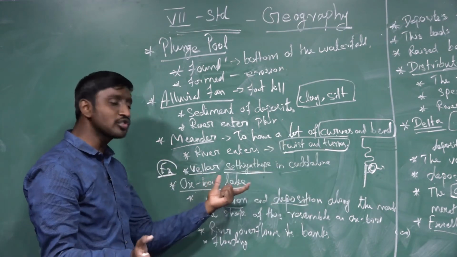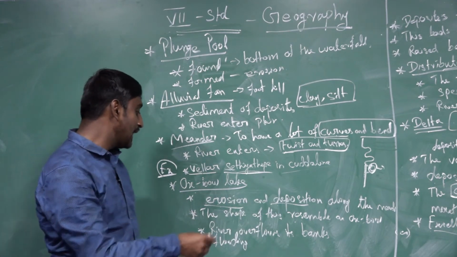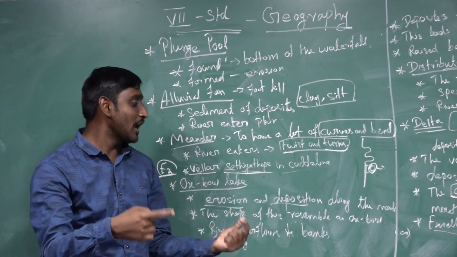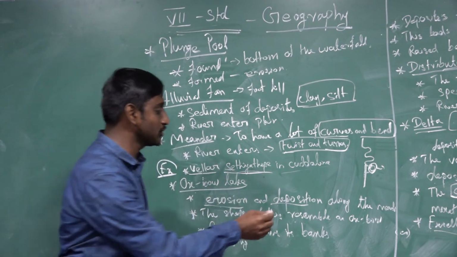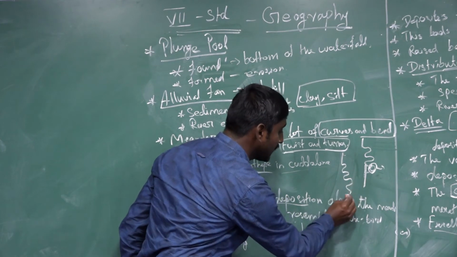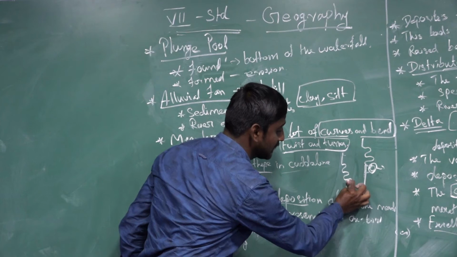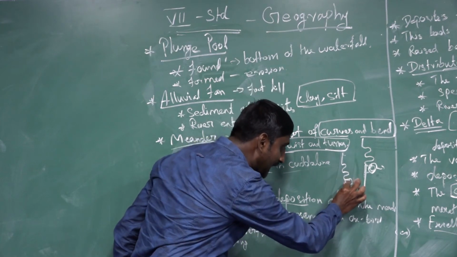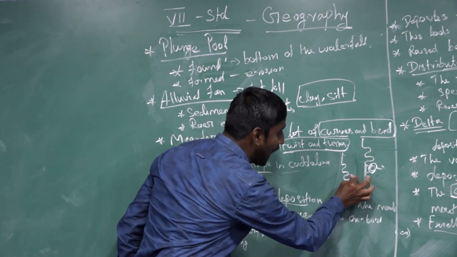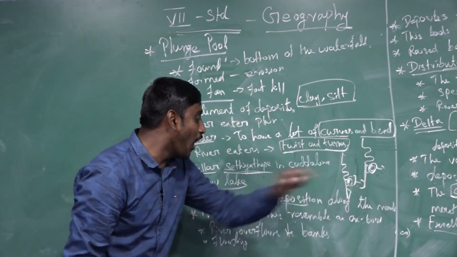Next, the oxbow lake. An oxbow lake is very simple: erosion and deposition along the meander of a river. The main river is cut off from this lake, so it is an abandoned place. Abandoned means a place left behind. So it is an oxbow lake.